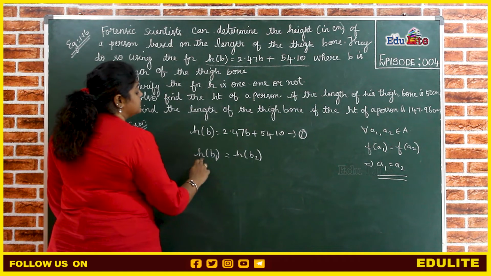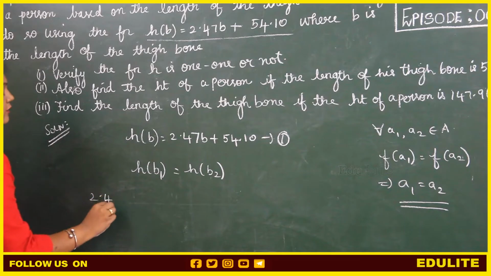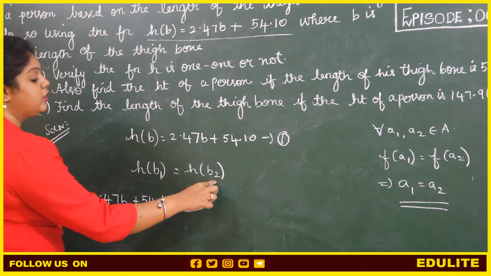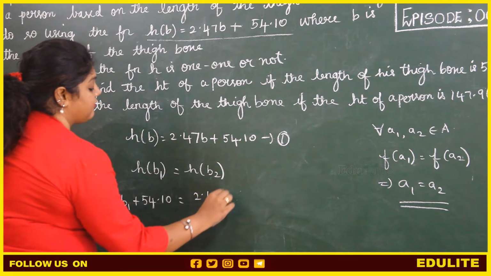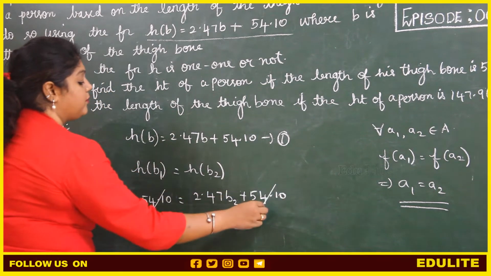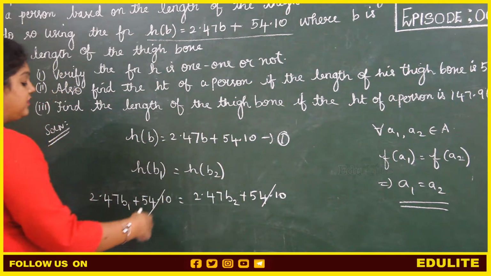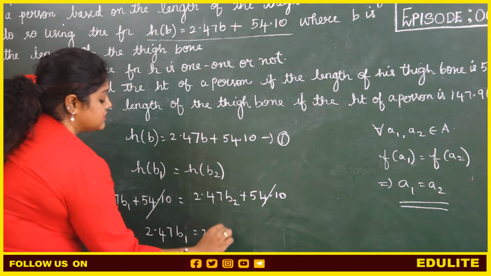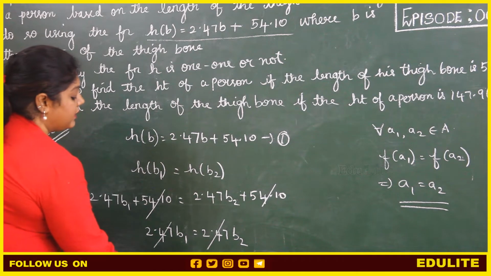Let us do so. So h of b1, in place of b, we can substitute b1 here, which will become 2.47 b1 plus 54.10. Similarly, h of b2, we have to substitute the value of b as b2. So it will become 2.47 b2 plus 54.10. So 54.10 will directly get cancelled, because if I take it to the other side, it will become minus. Therefore, we can directly cancel it. The remaining will be 2.47 b1 equals 2.47 b2. Here also 2.47 and 2.47 will get cancelled. We got b1 equals b2.